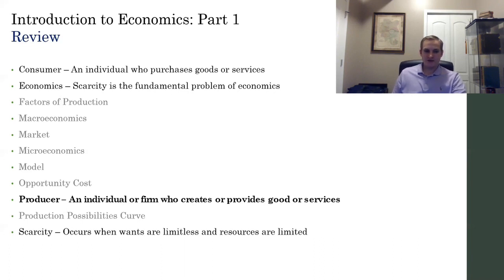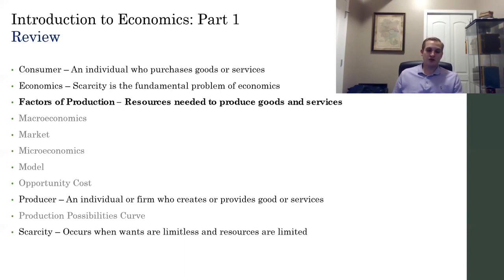Now, the producer is going to manage or utilize its factors of production in a way that best meets the demands of the consumers, while also accounting for the element of scarcity. Now, the three classical inputs or resources that are needed to produce goods and services are going to be land, labor, and capital. Now, in modern day economics, we also have a fourth factor, which is entrepreneurship.